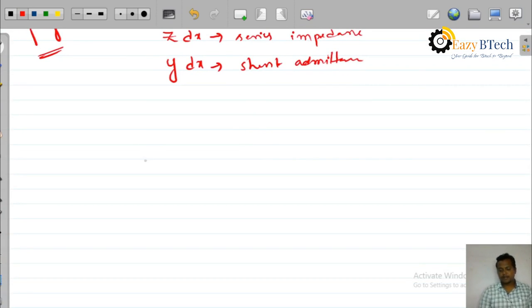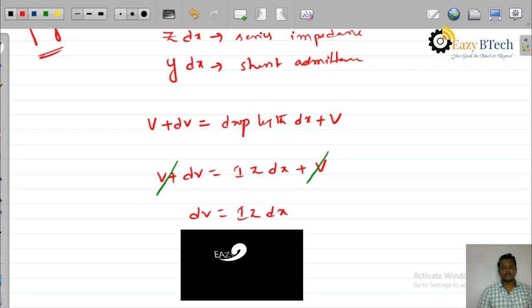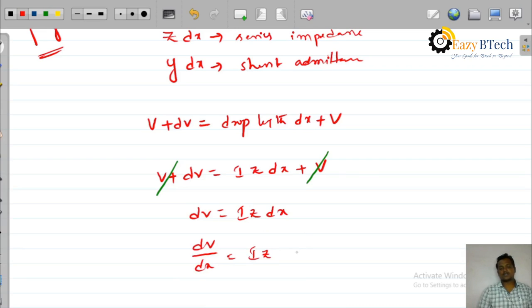Now, from the circuit, V plus dV equals the drop in the length dx plus V. Therefore V plus dV equals the drop, where the current flowing through the line is I, the impedance of that particular length is z dx, plus V. Here V and V get cancelled, therefore finally what you get is dV equals I into z into dx. From this, dV by dx equals I into z, small z, therefore it is equation 1.